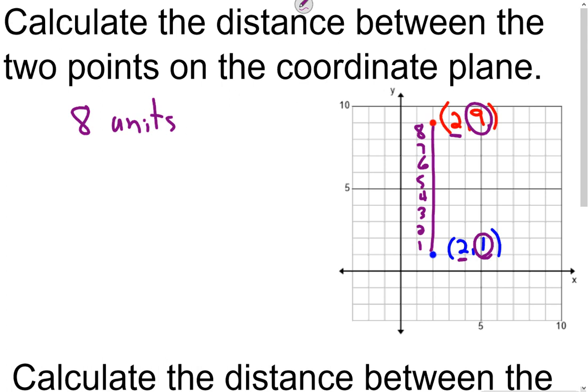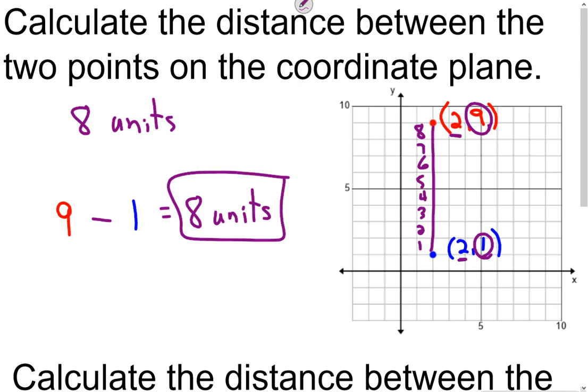And hopefully you're thinking, well, in the last ones we subtracted, we can do the same thing here. So if we take the larger of the 2 numbers, the 9, and then subtract the smaller of the 2 numbers, the 1, well, 9 minus 1 is 8 units. The distance between our 2 points is 8 units.